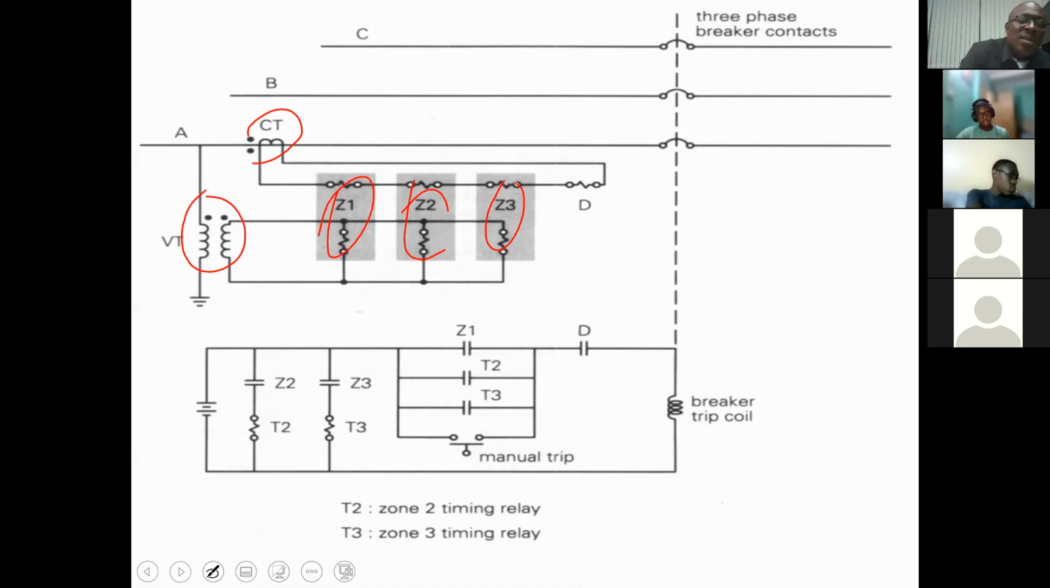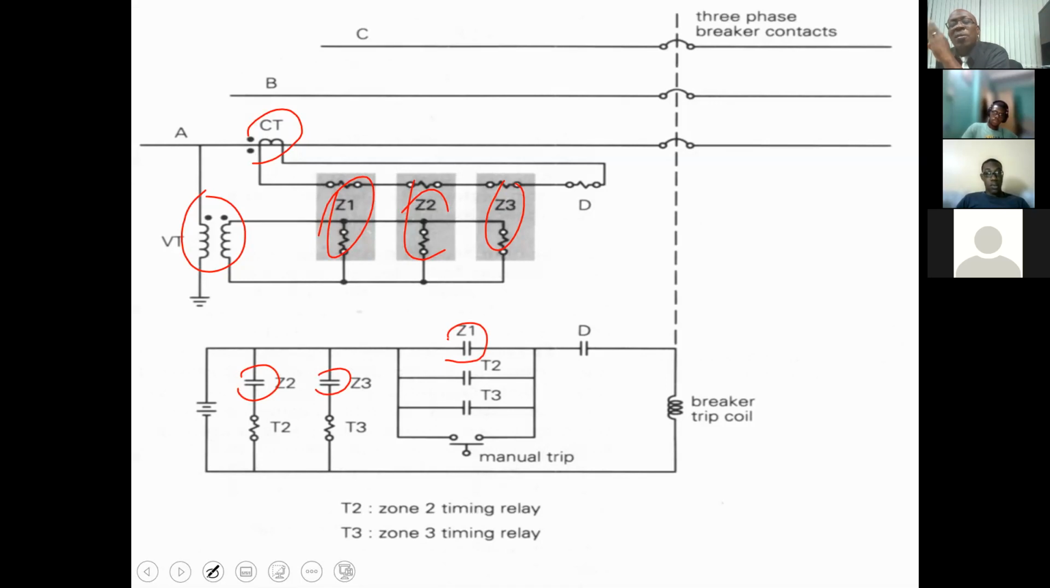And these are your instantaneous contacts. Although I mentioned earlier that only the zone 1 setting is instantaneous, the truth is all three will have an instantaneous contact. Let me put those in different colors. The instantaneous contacts, I'm putting them in blue. So we have Z2, Z3, and Z1. They are all instantaneous contacts.